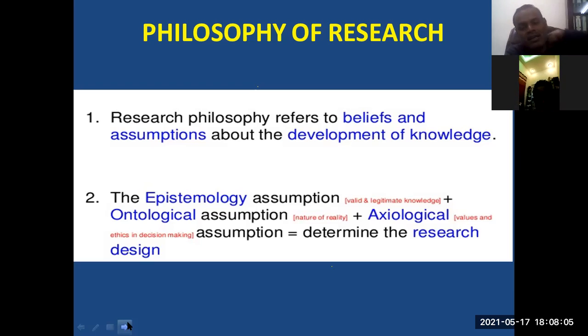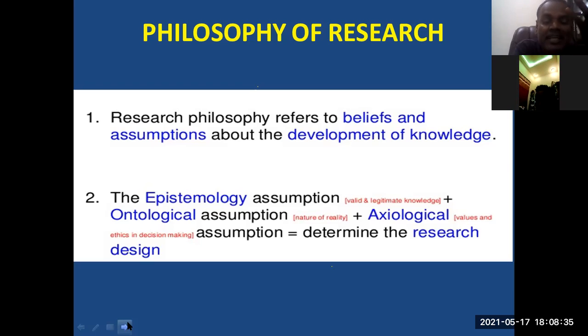So there are assumptions. If you are taking assumptions, there are epistemological assumptions, and you also have ontological assumptions. Epistemological assumption means you have valid and legitimate knowledge towards a particular subject. Valid and legitimate knowledge, that is called epistemological assumptions.